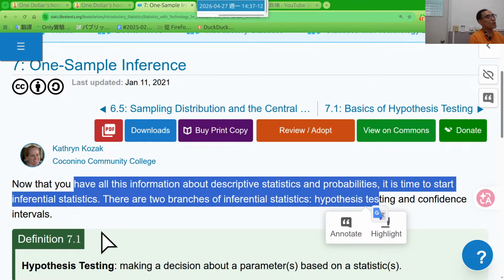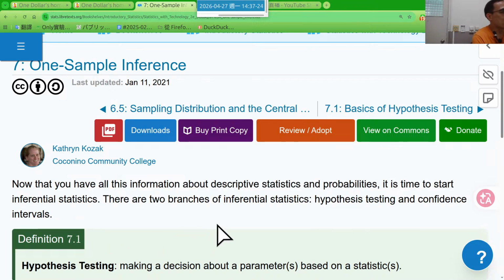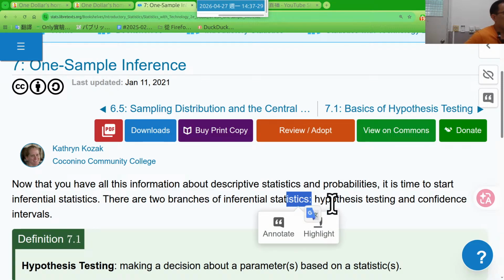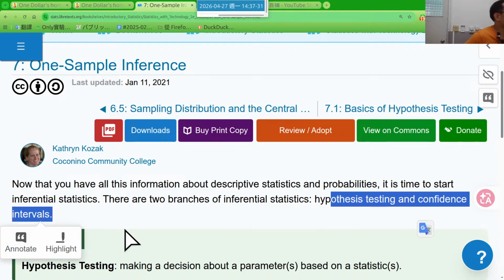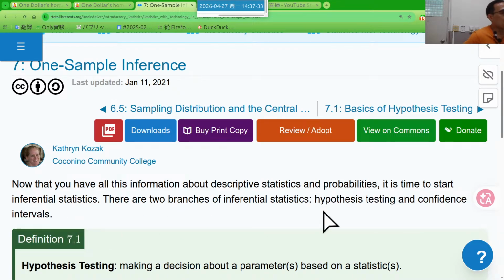Okay, inferential, what does it mean? You have a little bit of limited information, but you need to know more. You want to predict more. Okay, and there are two branches of inferential statistics: hypothesis test and confidence intervals. And listen to me.